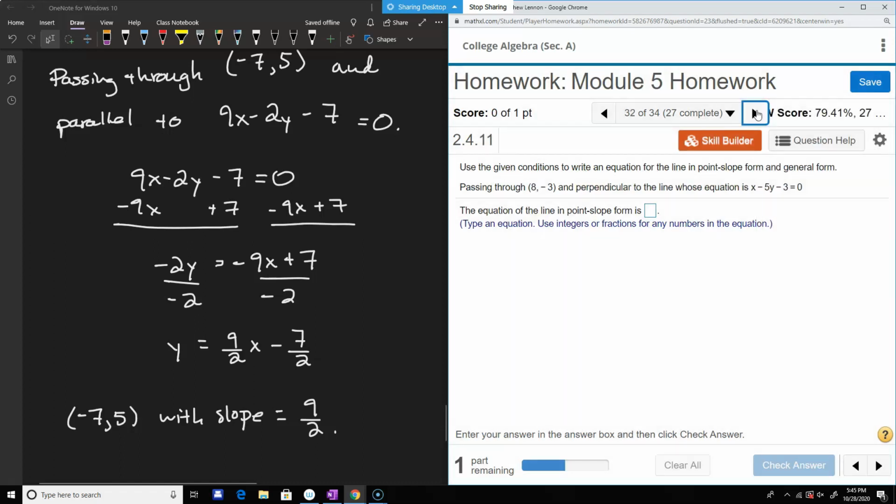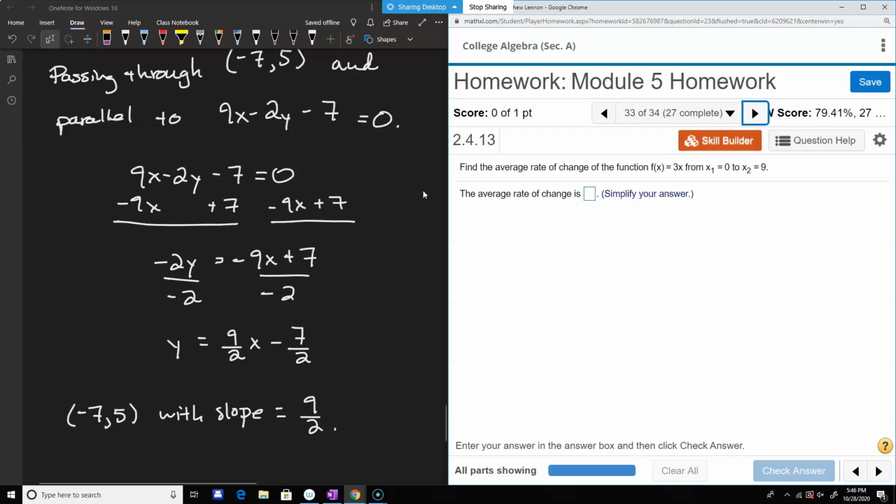And then you would do the same thing here for number 32. You would want to solve for y to find the slope, but then rather than the slope being the same thing, you need to take the opposite reciprocal because it is a perpendicular slope. So one additional step, but nothing different.